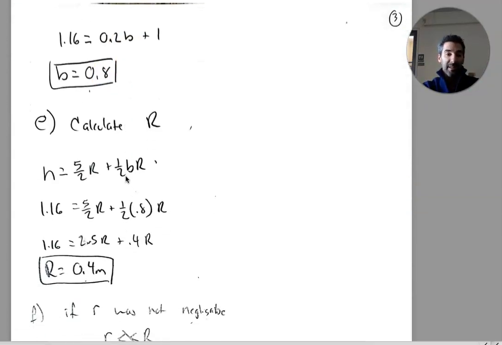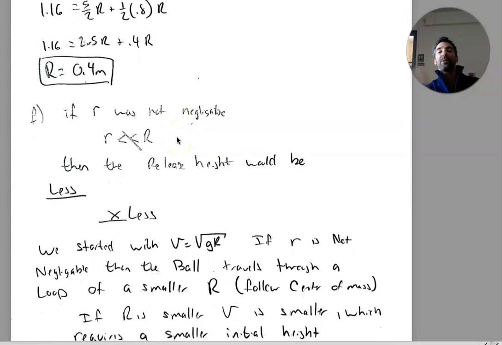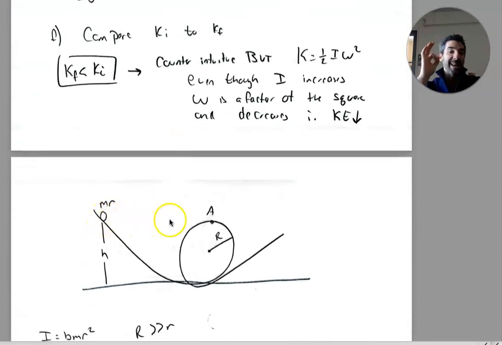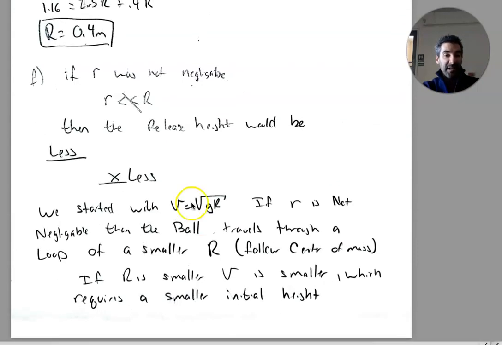Last step was just calculating the value of r. Once I had everything there, I had my h, I can calculate r, and I had my b, I can calculate r. And the last part, this part is probably the hardest part to me, to be honest, because it's the application. Do I understand what's happening? So if r of the ball was not negligible, in other words, maybe it had some significant size compared to the loop-the-loop, how does that affect the height from which you need to drop the ball?